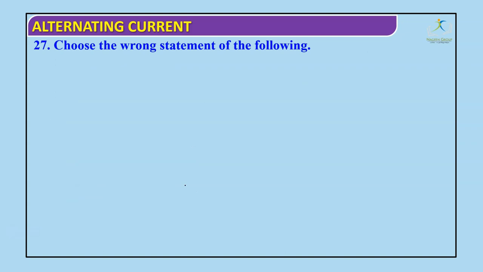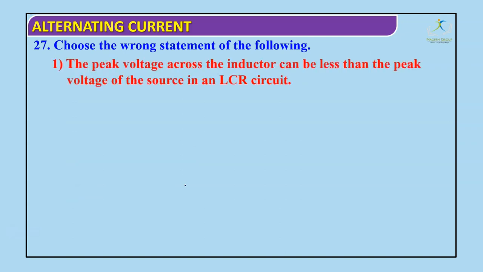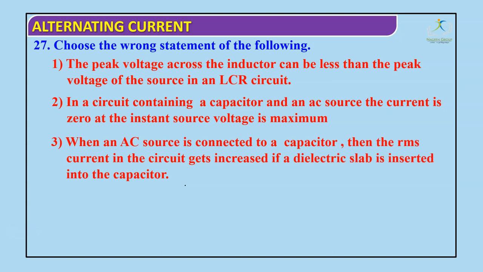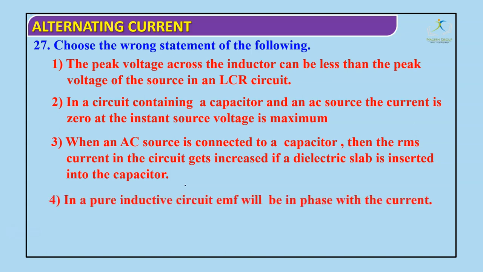Next question we have, choose the wrong statement of the following. The peak voltage across the inductor can be less than the peak voltage of the source in an LCR circuit. In a circuit containing a capacitor and an AC source, the current is 0 at the instant source voltage is a maximum. When an AC source is connected to a capacitor, then the RMS current in the circuit gets increased if the dielectric slab is inserted into the capacitor. In a pure inductive circuit, EMF will be in phase with the current. The correct answer for this question is, in the pure inductive circuit, EMF will be in phase with the current.